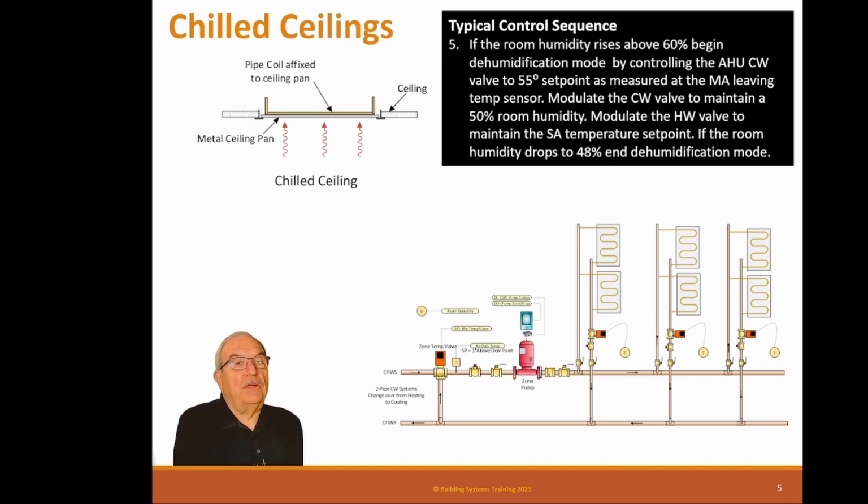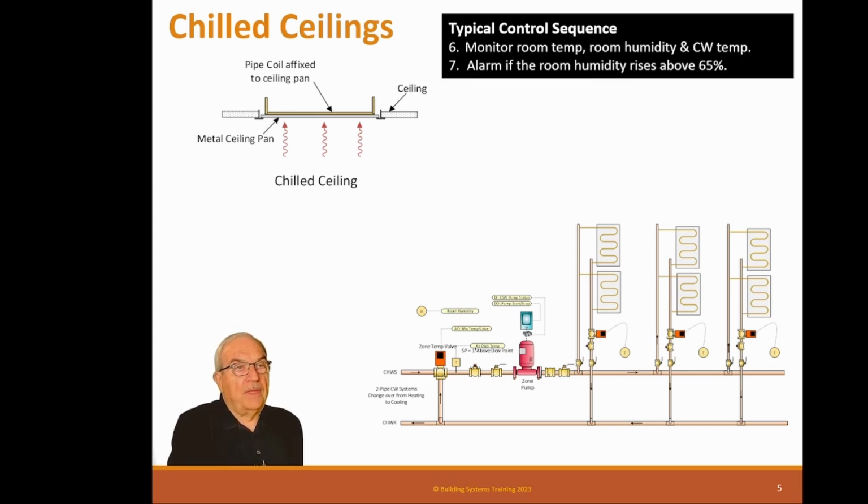If the room humidity drops to 48%, exit the dehumidification mode. Monitor the room temperature, room humidity, and chill water temperature. Alarm if any room humidity rises above 65%. We're trying to eliminate the possibility of water on the chill ceiling panels. We want an alarm if that humidity gets over 65%.